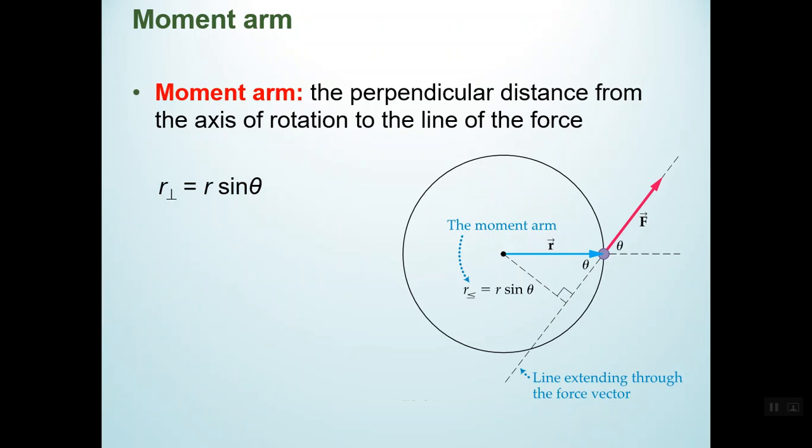Referring to the general equation for the torque, we can write the torque tau is equal to r F sine theta, or it's equal to r sine theta times F, and we can write it as tau is equal to r perpendicular, or the moment arm, times the force F.